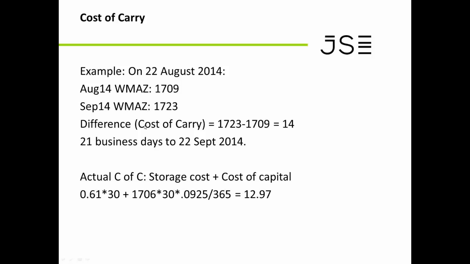Now, the difference between the two would arguably have been the cost of carry. So the difference would be only 14 Rand per ton between that contract and the following month's contract. Between the two there are only 21 business days to the 22nd of September, when the September 14 white maize contract would also come to an end. So it's only 21 business days or trading days.